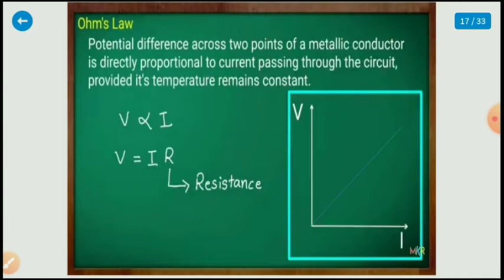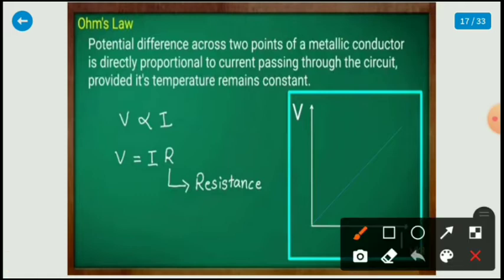The potential difference across 2 points of a metallic conductor is directly proportional to the current passing through the circuit, provided its temperature remains constant. If the temperature of any conductor remains constant, then the potential difference across 2 points is directly proportional to the current. So as V is directly proportional to I, we put in a proportionality constant, that is the resistance R.